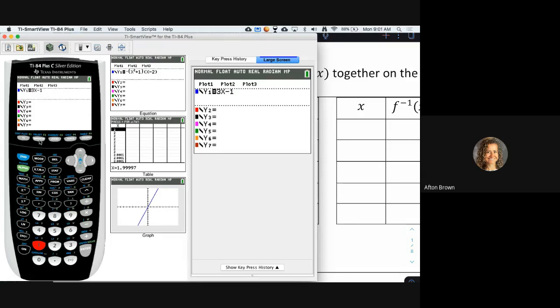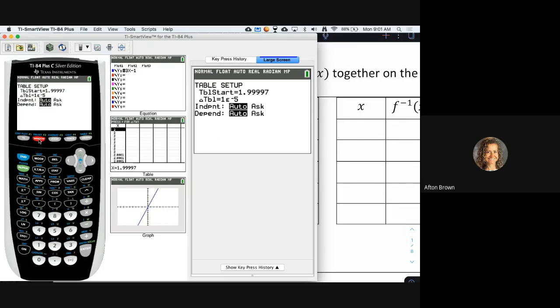To do that, look above window. You see above window it says TBL, that stands for table, so that's table set. So we need to set the table up. So you hit your blue button and then the window to go to table set. Okay, so everybody here. We only change these first two things. This stands for table start. Well, what do we want our table to start at? -2.